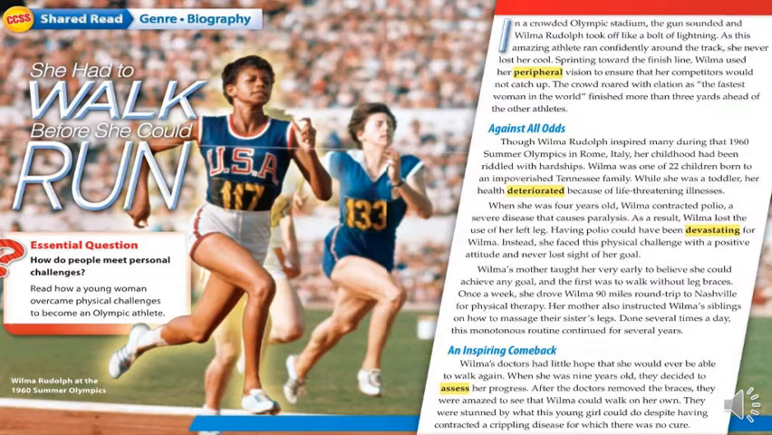When she was 4 years old, Wilma contracted polio, a severe disease that causes paralysis. So when she was 4 years old, she had a disease called polio, and this disease might cause paralysis. As a result, Wilma lost the use of her left leg.